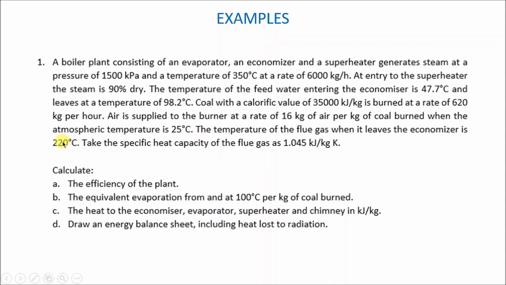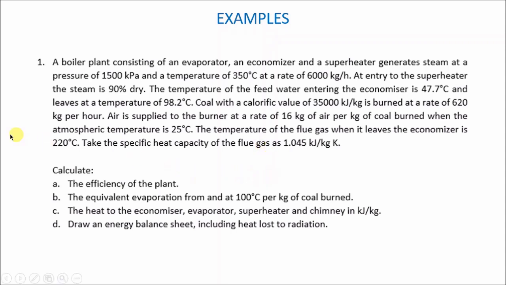Okay, very, very important. And then they gave you the specific heat capacity of the flue gas as 1.045 kilojoules per kg Kelvin. Okay, so now this specific heat capacity is for the flue gas. You cannot possibly use that when you are trying to find equations maybe for steam. The specific heat capacity for the flue gas cannot be used for steam, and the specific heat capacity for the steam cannot be used for the flue gas.